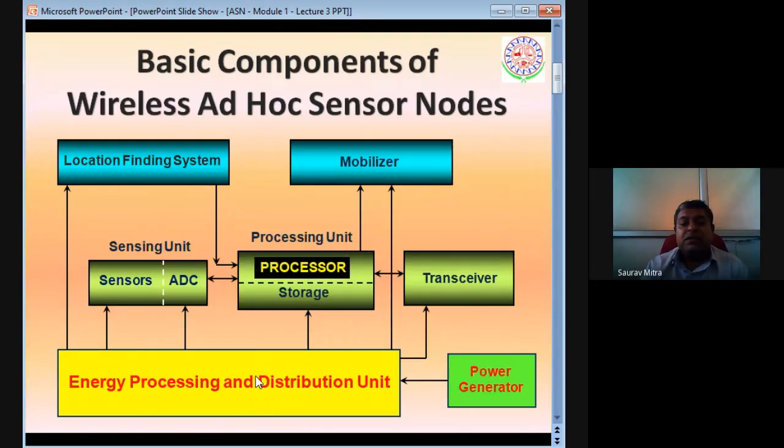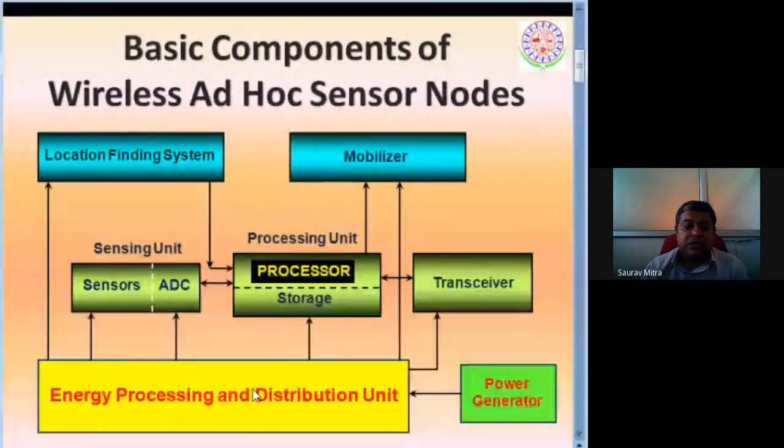Generally, all the sensor nodes are standalone nodes. That's why they'll be connected to a battery. Now, if somebody says that I want a self-sufficient sensor node, in that case, you can connect a solar panel with that. So whatever energy the solar panel is procuring will be channelized to all these internal circuits. So sensor, ADC, processor, storage, transceiver, energy processing unit, power generator, all are the part of a very standard wireless ad hoc sensor node.